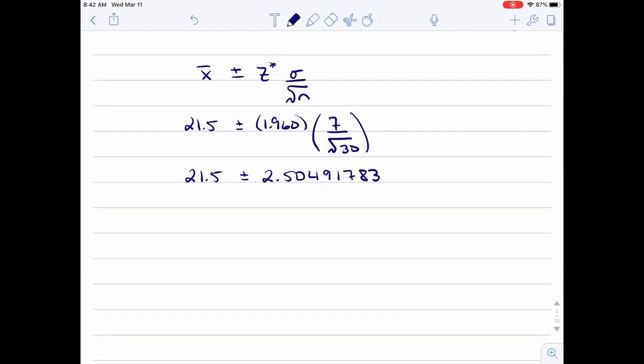What does this tell us? This tells us that the margin of error is 2.50491783. Can't stop, won't stop. So roughly 2.5. That doesn't really tell us anything, right? But that's the plus minus a meter or 10 centimeters that we were talking about, right? So that's our margin of error. And so now if we build our interval, I'm going to go down that amount and up that amount.